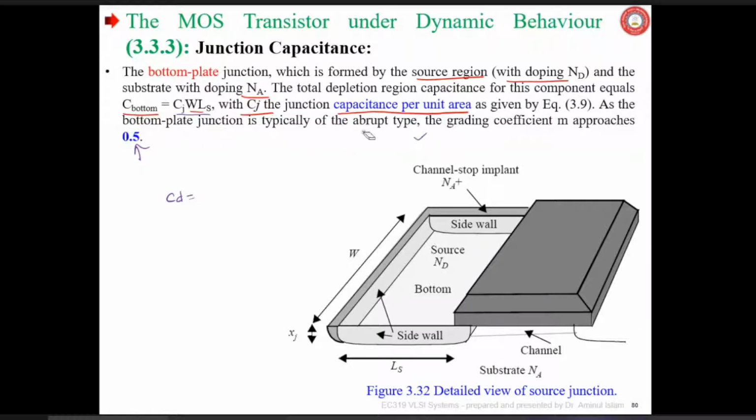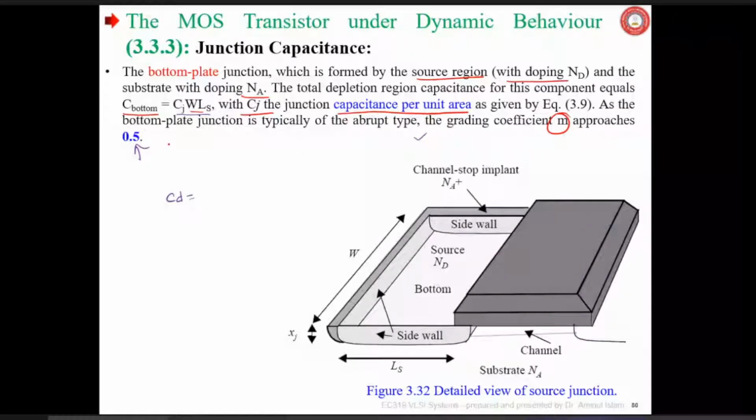As the bottom plate junction is typically of the abrupt type, the grading coefficient, this grading coefficient we have discussed earlier, even in the 3rd semester, we'll discuss here also. M is half for an abrupt junction, and for a linear or graded junction, it is 0.33.